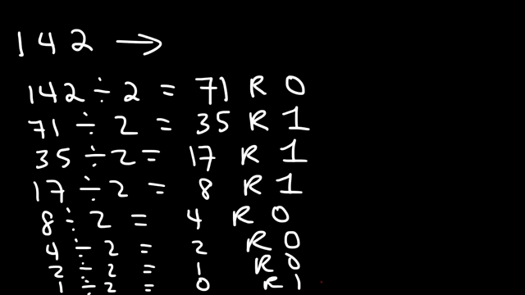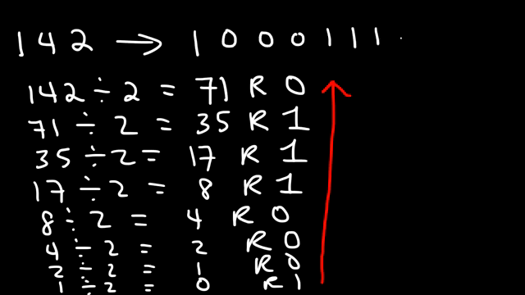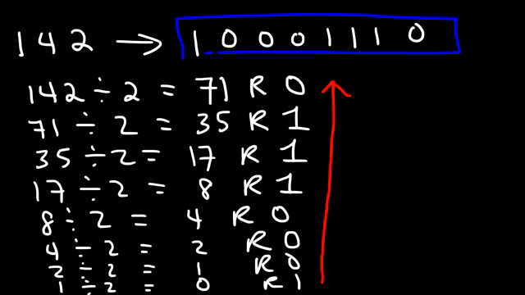So we're going to read it from the most significant bit to the least significant bit. So from the bottom to the top. So it's going to be 1, 0, 0, 0, 1, 1, 1, 0. Which, if you rewind the video, you'll see that we had this answer.